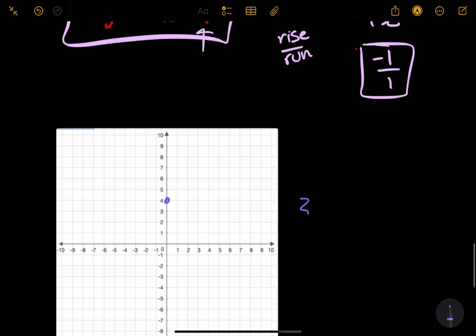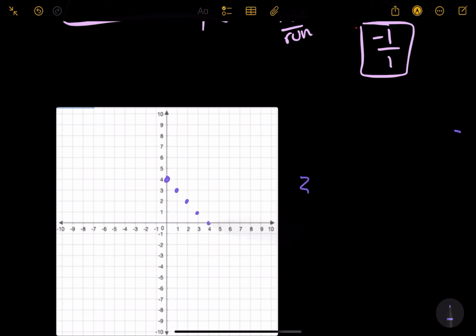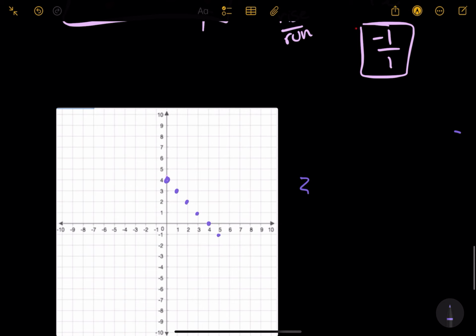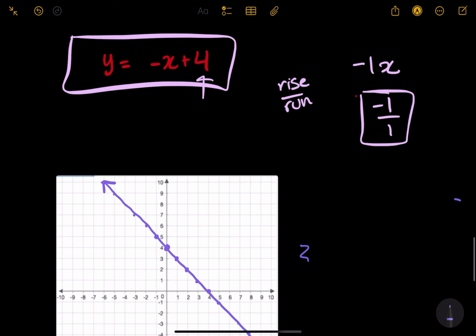So -1, that means we go to the left this time. We rise down over 1, down over 1, down over 1. And as you can see, we copy the same on this side. And then it keeps on going infinitely, and then we connect our line together like this, and then we got it. That is our graph.